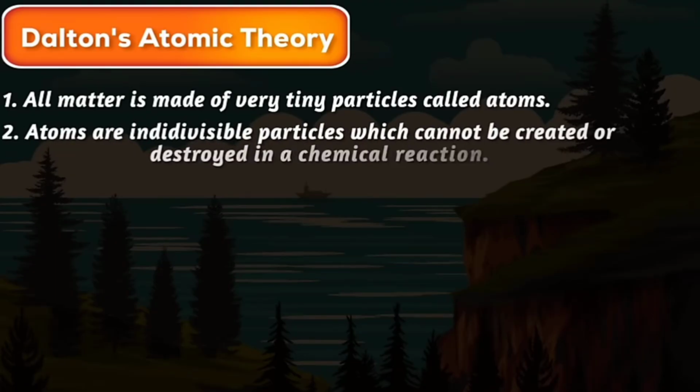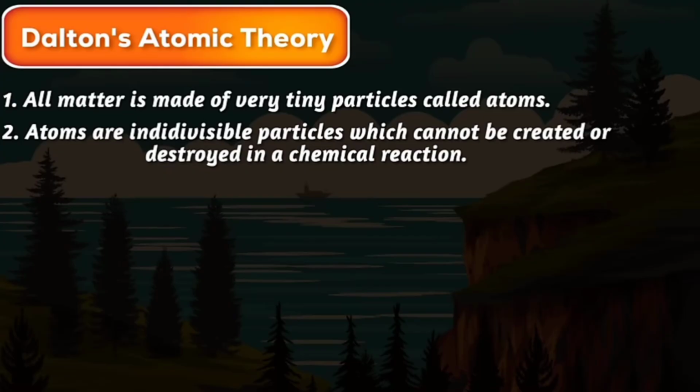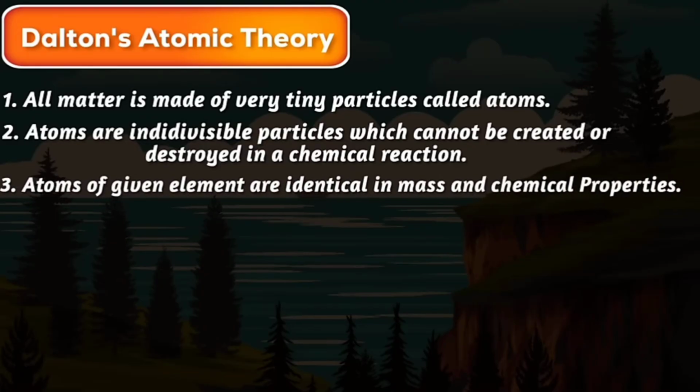The second is that atoms are individual particles which cannot be created or destroyed in a chemical reaction. This means that atoms are individual particles. This means that we cannot divide them, nor can we create or destroy them. The third is that atoms of a given element are identical in mass and chemical properties. This means that the mass and chemical properties of any element's atoms will be identical, meaning they will be similar.